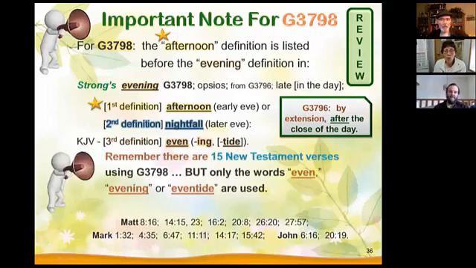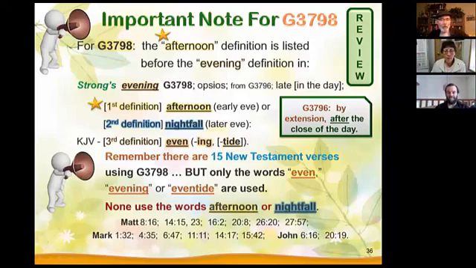Now, I want you to remember that there are 15 New Testament verses that use 3798. But remember, they're only using the words even, evening, and eventide. They do not use the words afternoon or nightfall. They only use these three words. Not one of them uses afternoon or nightfall. And that's a question to me. There's the scriptures if you want to look them up.